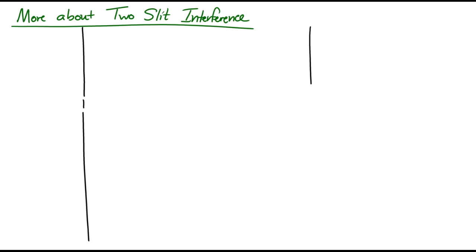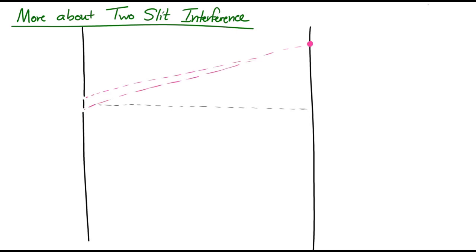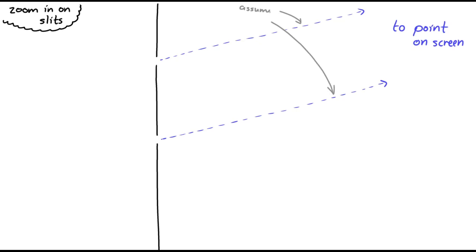I'm going to define this angle theta, similar to what we just did in single-slit interference. And what we're going to do is zoom in on the two-slit situation again, like I did before. I'm again going to assume that these two rays going to the screen are parallel. Now I realize they're not. They intersect at the screen. But again, if the slit separation is very small compared to the distance to the screen, then this is an okay approximation.